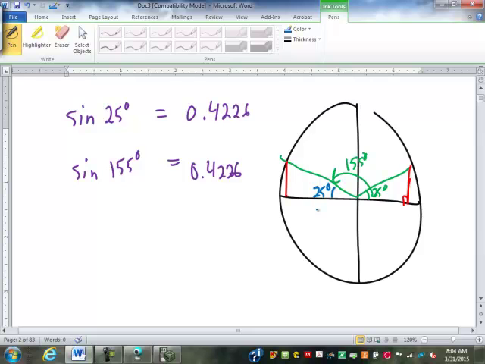Remember we said this horizontal diameter had a name called the what? Reference diameter. Or sometimes called the reference plane, you're right. Reference diameter. This one and this one are called reference angles. If they have the same reference angle, they have the same sine.